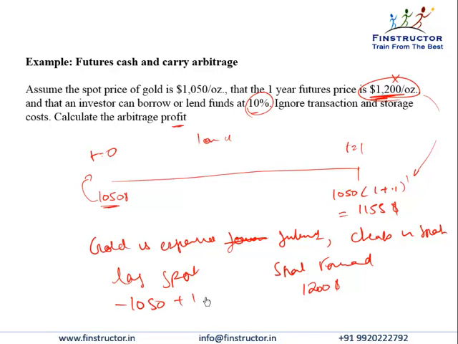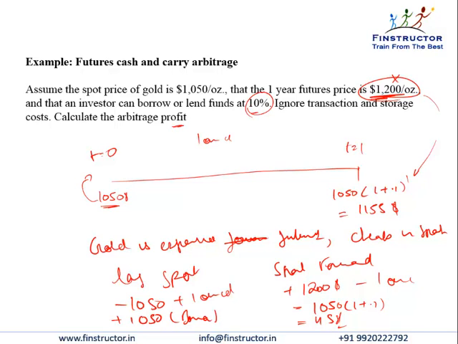So minus 1050 plus 1 ounce, and here I sell that ounce and I receive $1200. Of this $1200 I had also done a borrowing of $1050 at t equal to 0. So I'll have to return that borrowing with interest of 10%, which will be $1155, giving me an arbitrage profit of $45. With 1 million ounces I could have made $45 million.